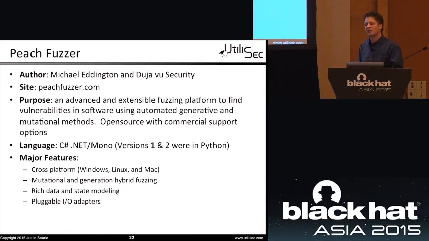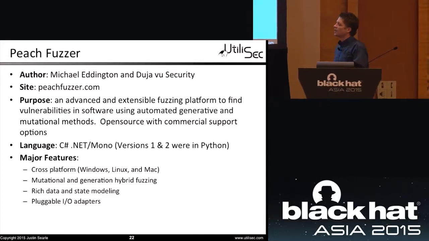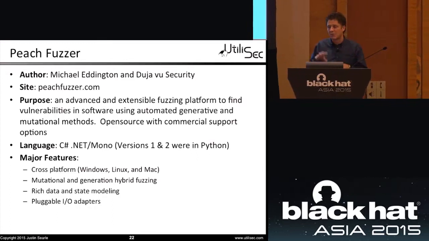It does mutational fuzzing and generation-based fuzzing. It has very, very strong capabilities to model the states, which is necessary for some of our more complex protocols. And it's nice because it has pluggable I/O adapters, which means that you can use Peach Fuzzer to fuzz file protocols. Say you have an application that opens up a file like a Word document. You can use Peach Fuzzer to do that. You can use it for network communications. You can even use it for hardware.